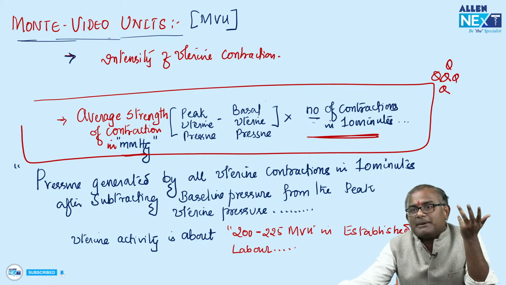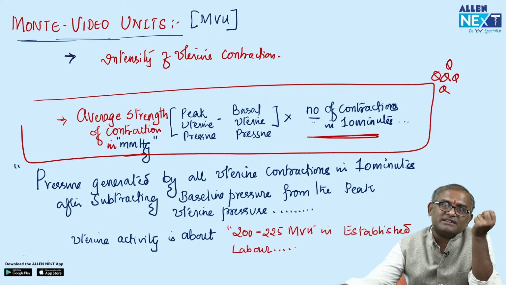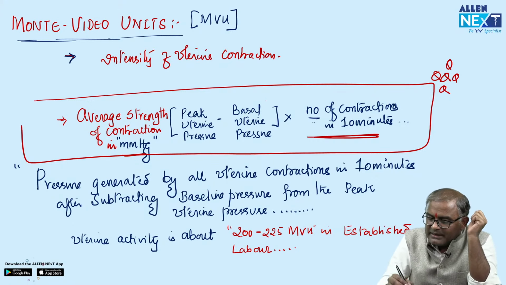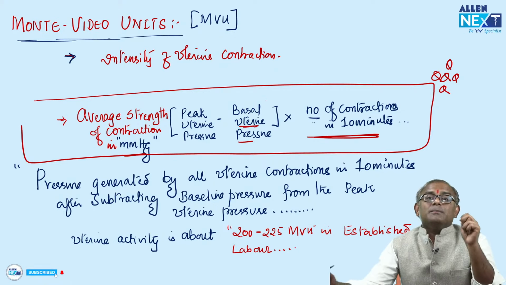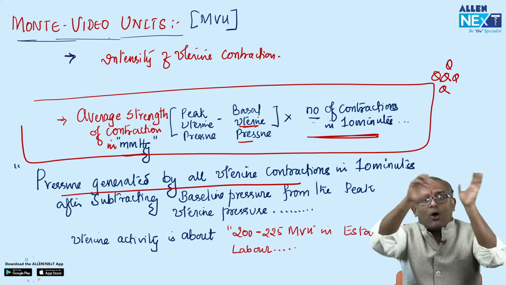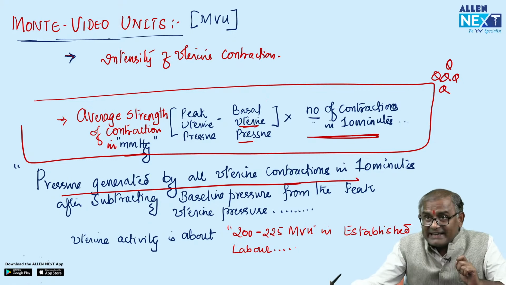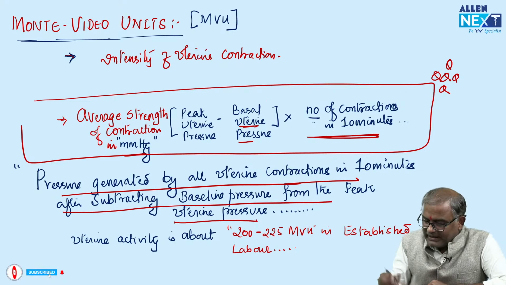So, what is the normal number of contractions in 10 minutes? It is 3 to 5 contractions in 10 minutes. And what is the average strength of contraction in millimeters of mercury? It is nothing but peak uterine pressure minus basal uterine pressure. Means overall Montevideo units is nothing but pressure generated by all contractions in 10 minutes after subtracting basal pressure from peak uterine pressure.